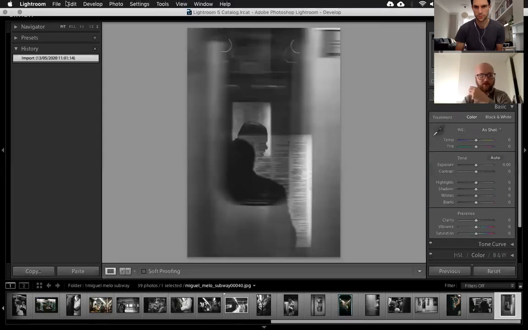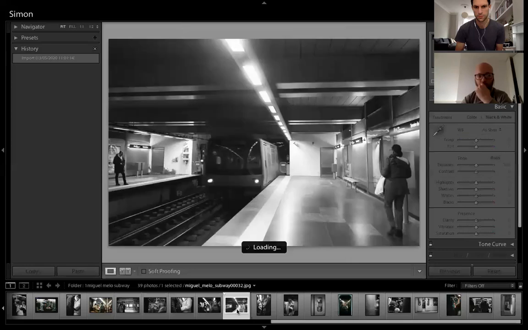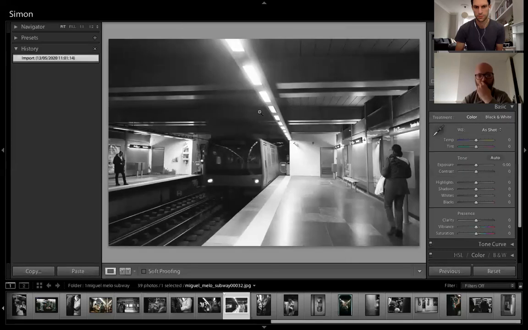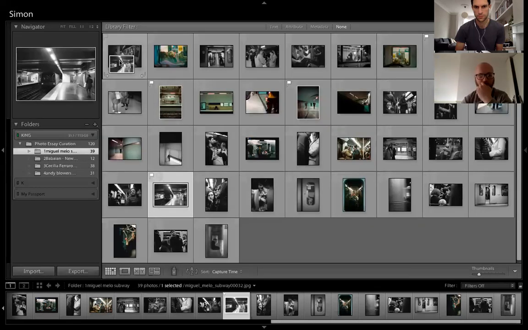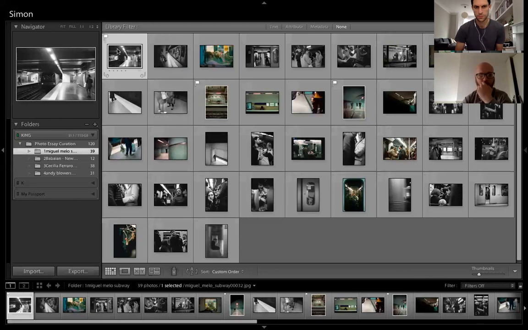So I think out of the images I've selected, I would probably go with this one, just because it has the train, it has the space. So this would be my first image, as it were. Let's see if I can move that to the top. Okay, so that would be one.